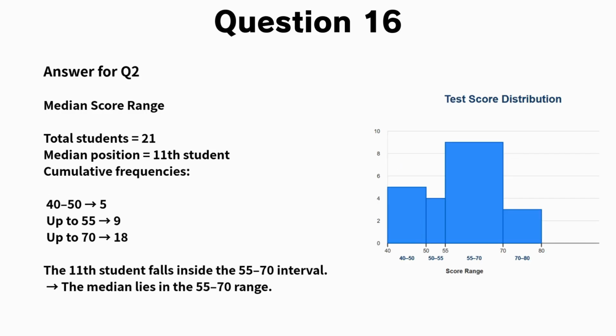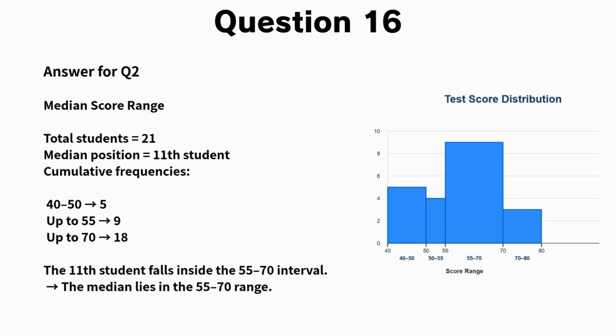Answer for question 2. The median score range is 55 to 70. To find the median, we need to locate the middle value when all scores are arranged in order. With 21 total students, the median is the 11th value. Let me count cumulative frequencies from left to right.